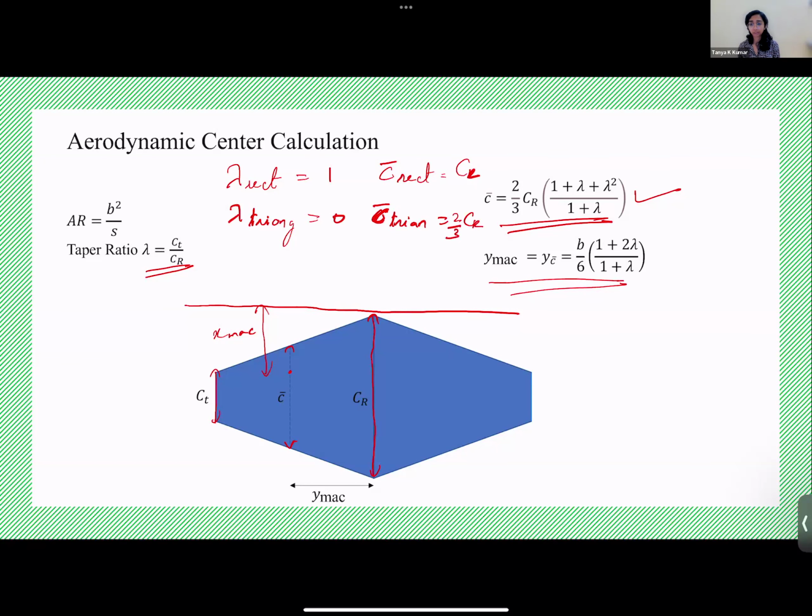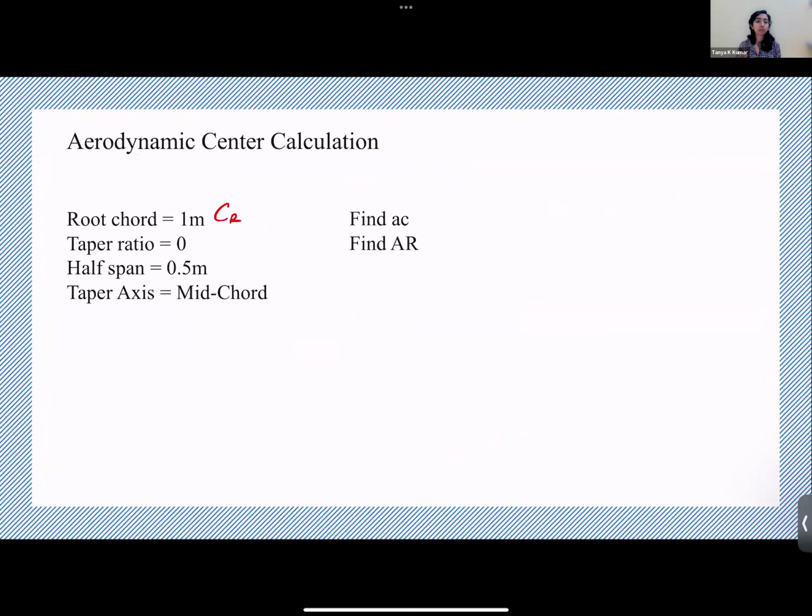Okay, so now let's move on to the question. They've given you root chord 1 meter. CR is 1 meter. Taper ratio is 0. So what type of wing is it? What is the shape of the wing? Triangle. Yes, so it's a triangular wing. And the half span is 0.5 meters, so B by 2 is 0.5 meter. And they've said taper axis is mid chord.